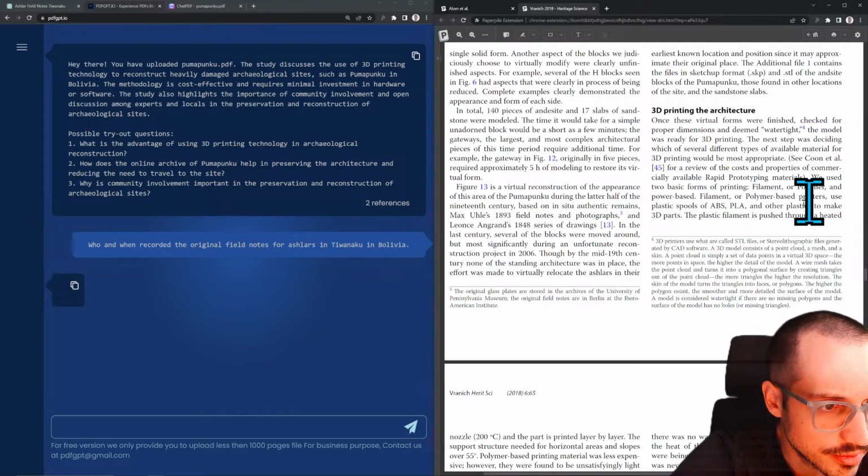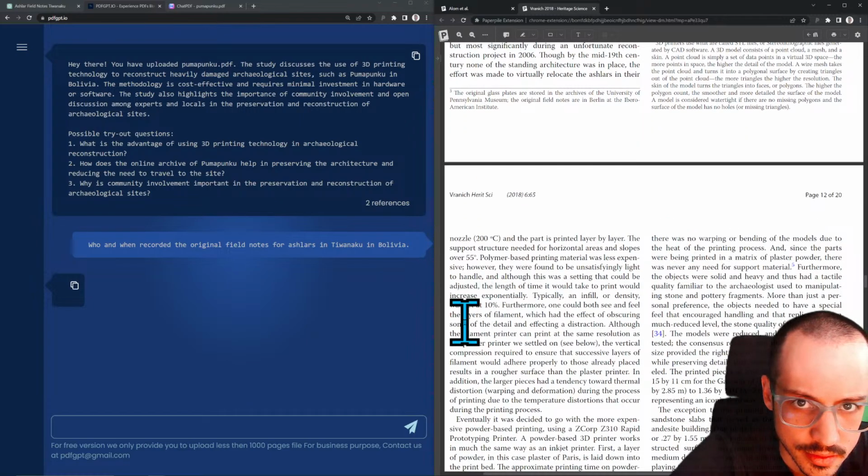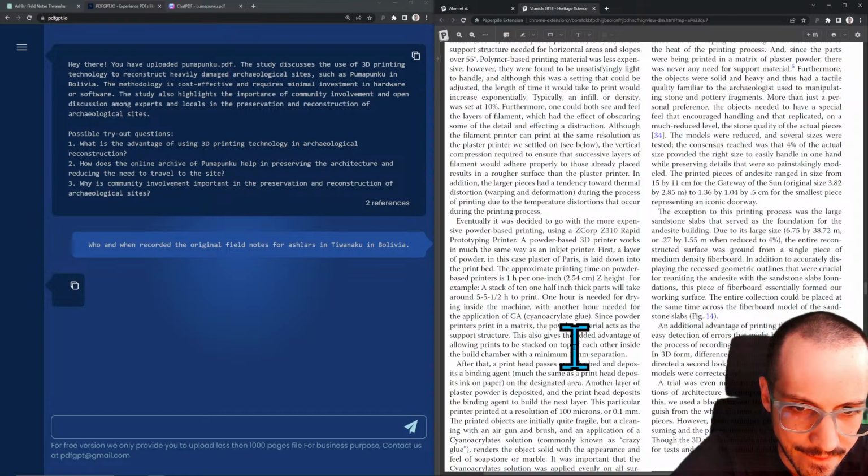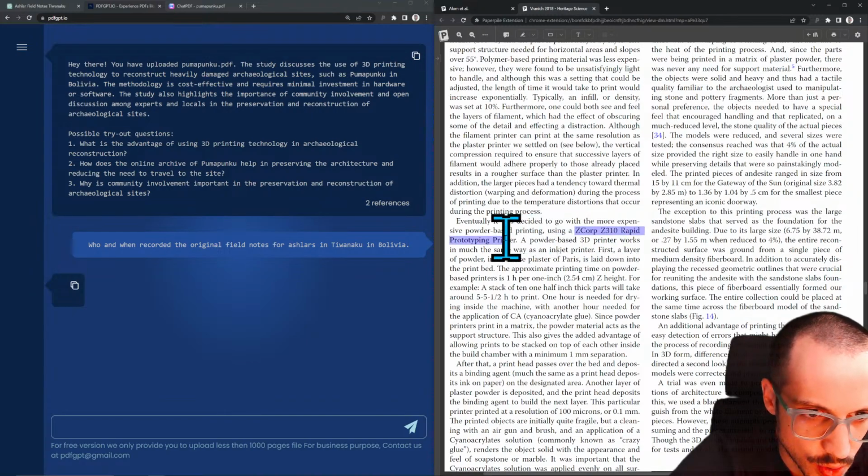We use two basic forms of printing, filament or polymer. The part is printed layer by layer. So how about this? A Z Corp Z310 rapid prototyping printer.